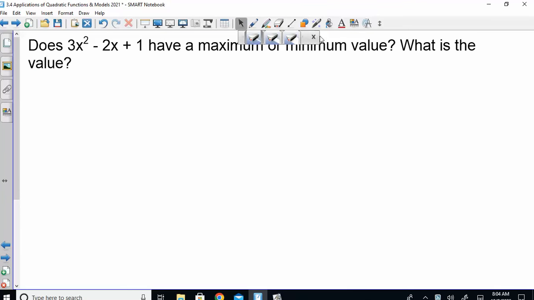So let's look at this problem. This isn't really necessarily a section 3.4 problem. It's something that we've done before. So if I look at this, how do I know if it has a maximum or a minimum value? Okay. Since this is a positive x squared, we know we have a parabola that opens up. So that means it is a minimum.